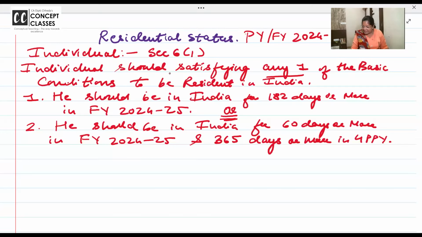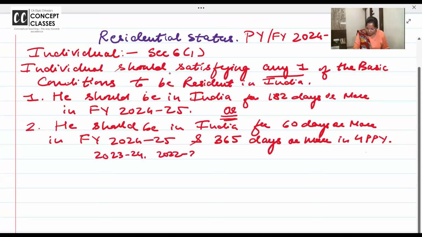The day you come to India, it could be morning 10 o'clock, it could be evening 4 o'clock, that day is counted. The day you leave India, bye-bye, that day is counted. So be careful while counting the days, and how to count the days is really the most interesting part here. When I say preceding 4 years, how do we go? It will be 23, 24, 22, 21, 20, 2019 and 20. No, I missed something.